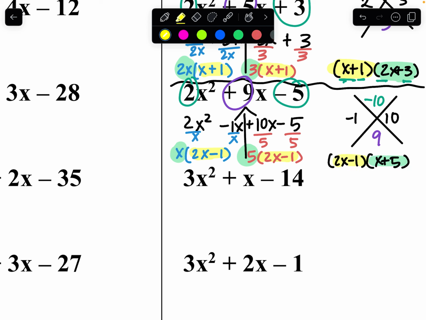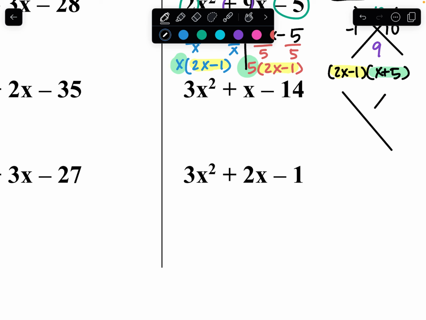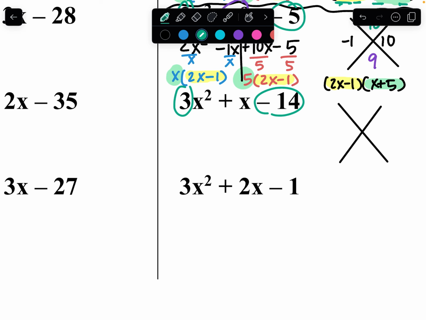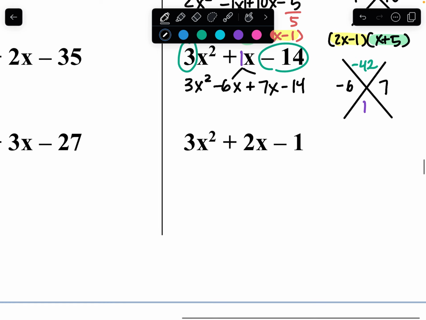Okay, for this next one, we need a times c, which is 3 times negative 14. That's negative 42. And we need them to add to 1. And so 6 and 7 will work. We will make the 6 negative so that it adds to a positive 1. And it doesn't matter what order you split the term in. I could put the 7x first. Your factors will just be in a different order, but it will be the same factors.